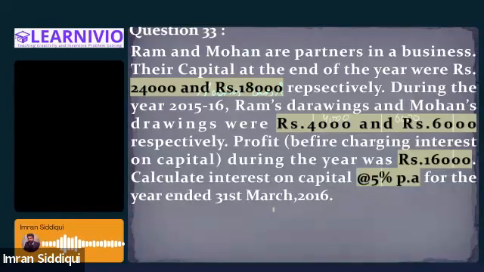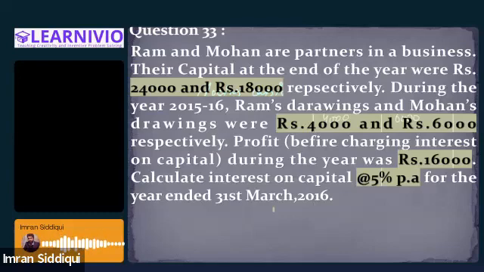And the profit of the firm is 16,000, which must have been distributed among the partners in equal proportion. Since the profit sharing ratio is not given in the question, we'll simply presume that it is equal, right? So if the firm managed to earn 16,000 as profit, then we'll presume this profit must have been distributed among the partners in equal proportion. And the capital that is given in the question, 24,000 and 18,000, must have been adjusted with the profit.